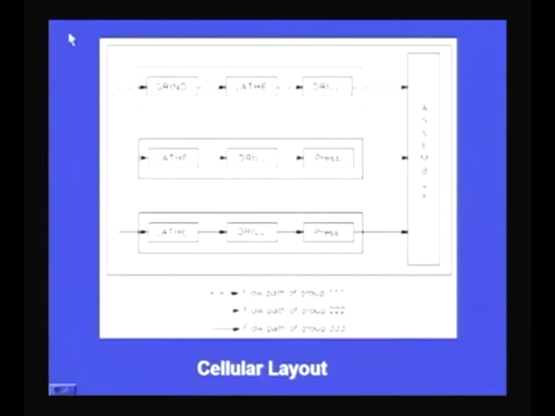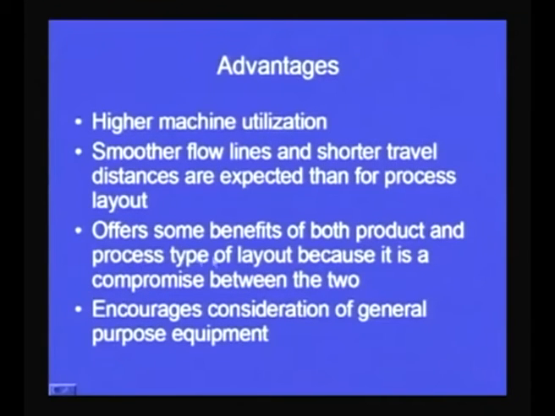So here we have dedicated cells also, and we have taken care of the product type of advantages also. So we have a product type of layout submerged in a process type of layout. So we can think of getting a compromise of advantages of both. So we are going to get product type advantages also, process type of layout advantages also. It is a compromise between the two.